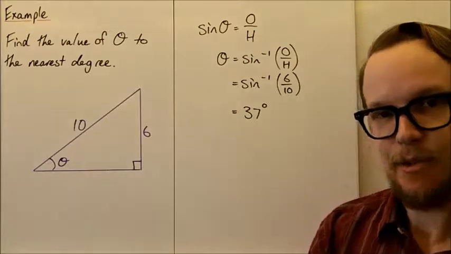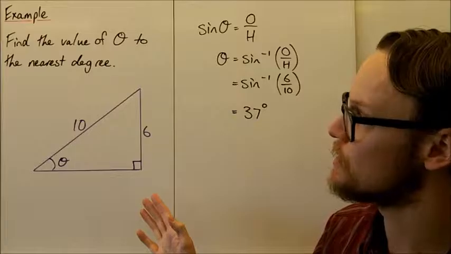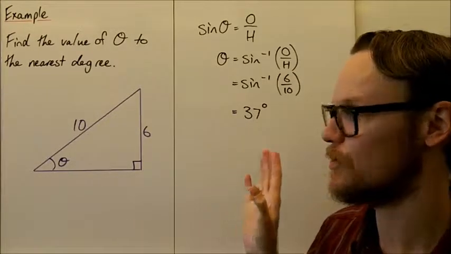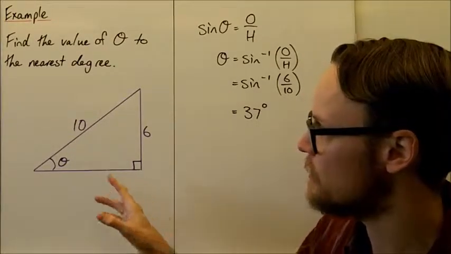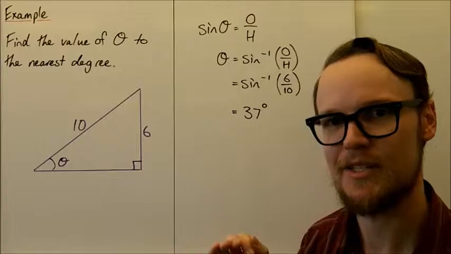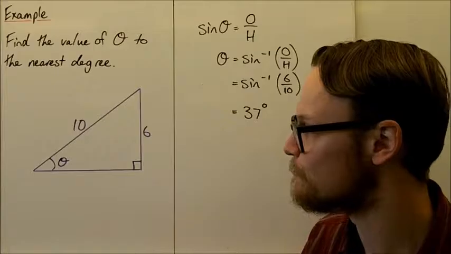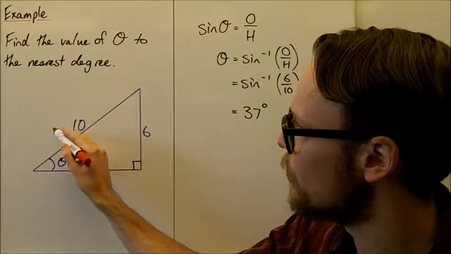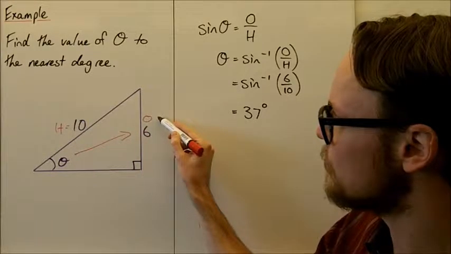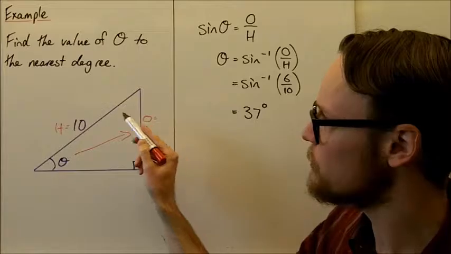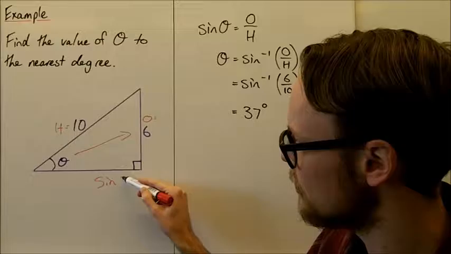So if we look at a quick example, to find the value of theta in this triangle to the nearest degree, all we need to do is firstly determine which function we need to use. Because we know the lengths of the sides, we can use the relevant inverse trigonometric function to determine the angle. I have got the hypotenuse here, and the side that's opposite the angle. So because I've got the opposite and hypotenuse, I know that I need to use the sine ratio.